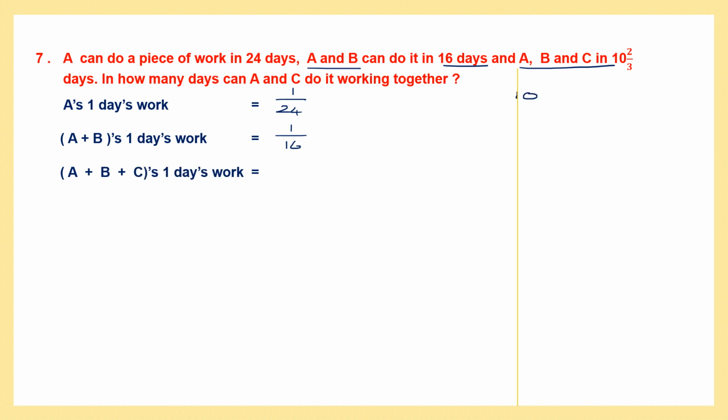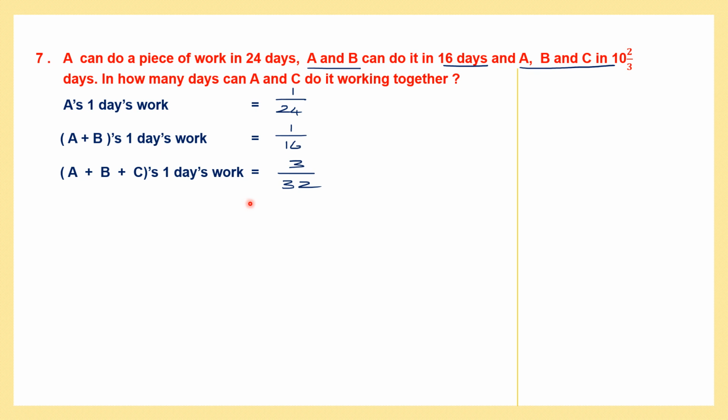This is a mixed number. First we convert it to an improper fraction. 3 tens are 30 plus 2 is 32. So 32 by 3. Now if we have to find 1 day's work, we have to write the reciprocal, that is 3 by 32. So let's write it here, 3 by 32. So all this has been given to us and we have put it all into 1 day's work.